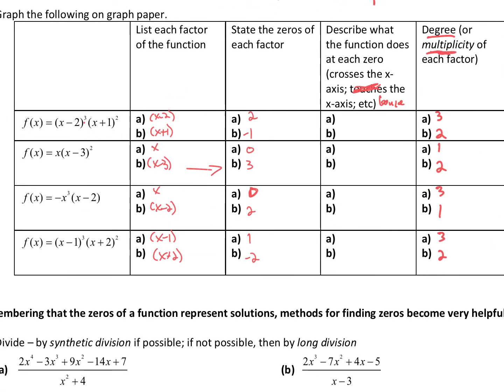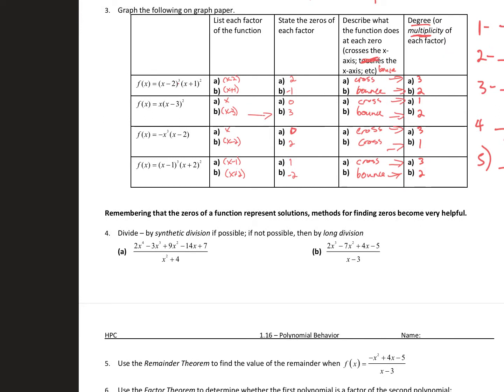Looking across at each one of these, this would be a cross, bounce, cross, bounce, cross, cross, cross, bounce. Again, each one has a correlation to how many multiplicities each factor has. All right, so it's great if it is already in factored form. Sometimes though we won't have it in factored form and we will need to put it in factored form. To do that, we need to learn how to divide synthetically.